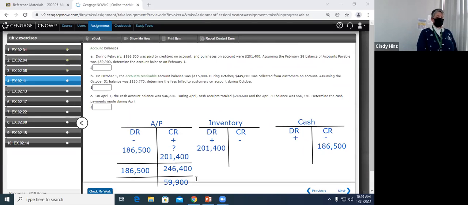Okay. So now I can find that question mark. In total, we owed $246,400 during the month. $201,400 of that was the new charges, the new stuff we bought on account. So if I subtract the new purchases, $201,400, from the total that we owed, that will give me the beginning balance. Did anyone find that?